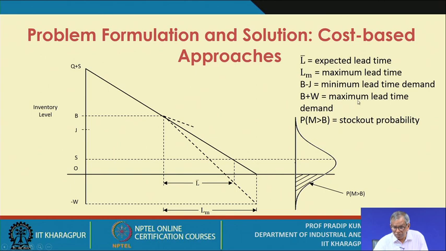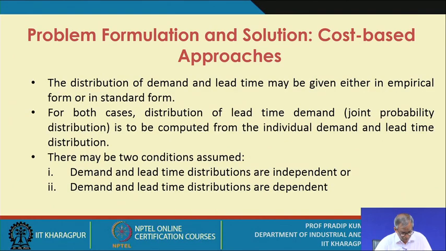So B plus W is the maximum lead time demand, and this is the stock out probability, that is the probability that M is greater than B. L bar is the expected lead time, and the maximum lead time is LM. So both lead time as well as demand vary over time. The distribution of demand and lead time may be given either in empirical form or in standard form.